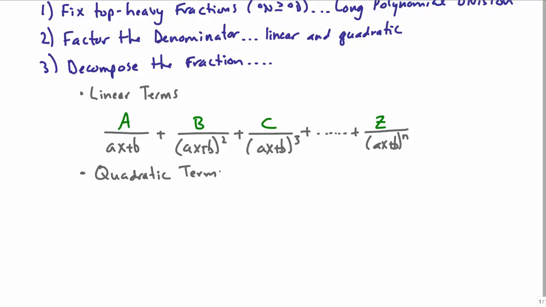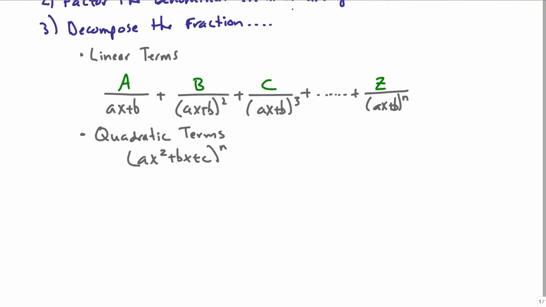Now we also have quadratic terms, and that's the highest power that we're going to go with, the highest irreducible quadratic. Quadratics look something like ax squared plus bx plus c, if you'll recall. And of course these could be to the nth power, so I could have several of these terms. Well, if this is the case, what I would do is go one less power, just like I did at the top.